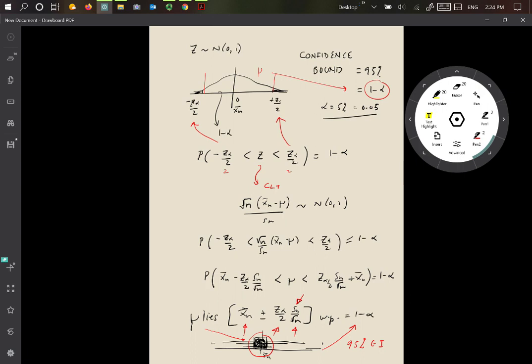And if this range is, quote unquote, narrow enough, that's up to you what narrow enough means, but if you know it's narrow enough, then you're done, you can stop running simulations. So that gives us the stopping rule, which is just what we want.